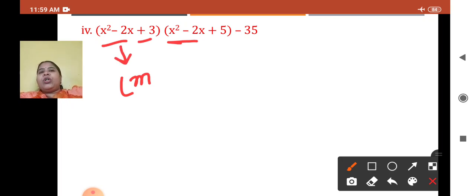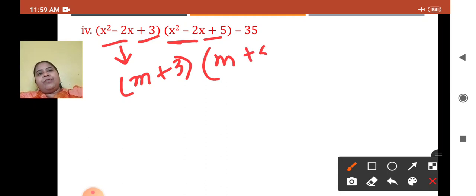Again I have a few more terms in this bracket, so that will be plus 3. Same way, m, I have one more term, that is plus 5, which will be written as it is, and minus 35. See, this sum is again different from the previous sums. Do not get confused. Write properly, you will get the correct answer. So m plus 3, m plus 5 minus 35.